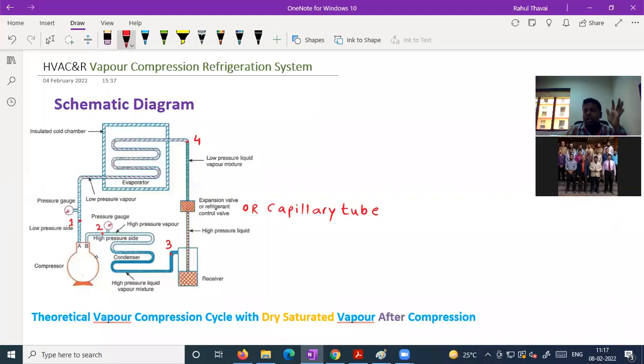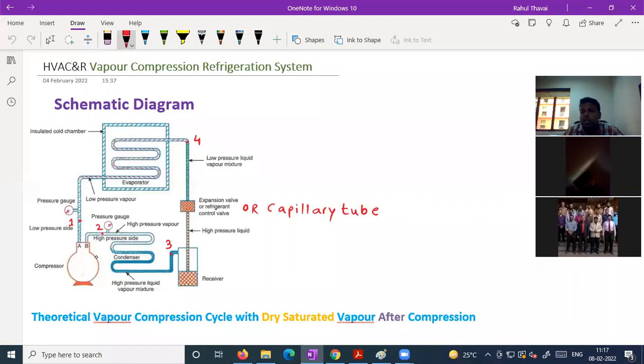See, this is a condenser. So in the condenser, what happens? In the condenser, the working fluid gets condensed. The working fluid gets converted into saturated liquid. Here it might be vapor, but at point number three, what we are getting is a saturated liquid. What is the purpose of the condenser? The purpose of the condenser is to condense this high pressure, high temperature vapor. The working fluid gets condensed at point number three.